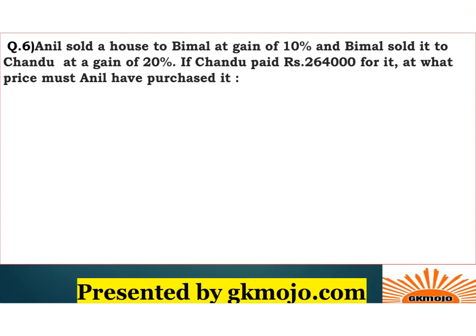Anil sold a house to Bimal at a gain of 10% and Bimal sold it to Chandu at a gain of 20%. If Chandu paid rupees 264,000 for it, at what price must Anil have purchased it? Alright, so at what price must Anil have purchased it? Let the cost price of Mr. Anil be rupees X, right? So what happened after he purchased? He sold at a gain of 10%. So he sold at 110 upon 100 to Bimal, alright? And then what did Bimal do? He sold to Chandu at a gain of 20%. A gain of 20% means this whole value multiplied by 120 by 100.